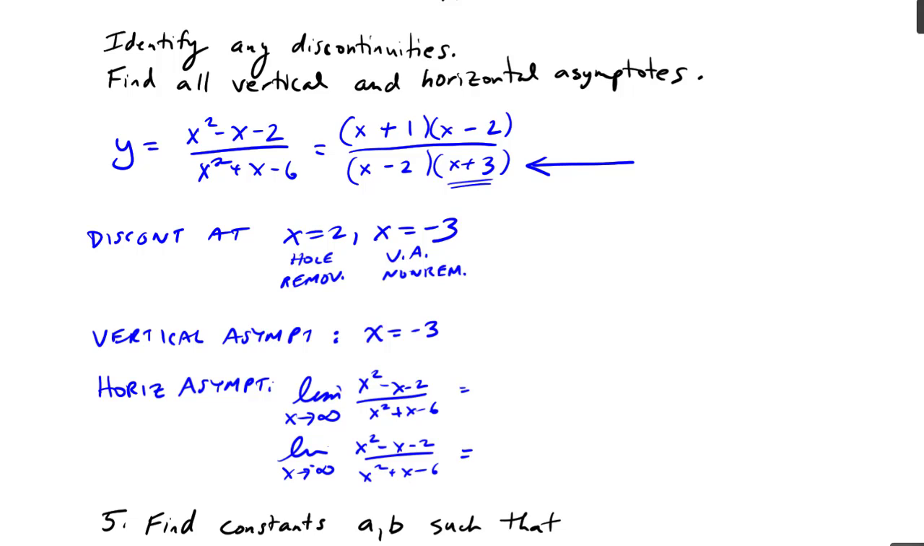Here again we have limits going to infinity of polynomial over polynomial. So we have just the battle of the powers. We tie, so I get a 1 over 1. I get 1. I get the same thing here. So that tells me I have a horizontal asymptote at y equals 1.